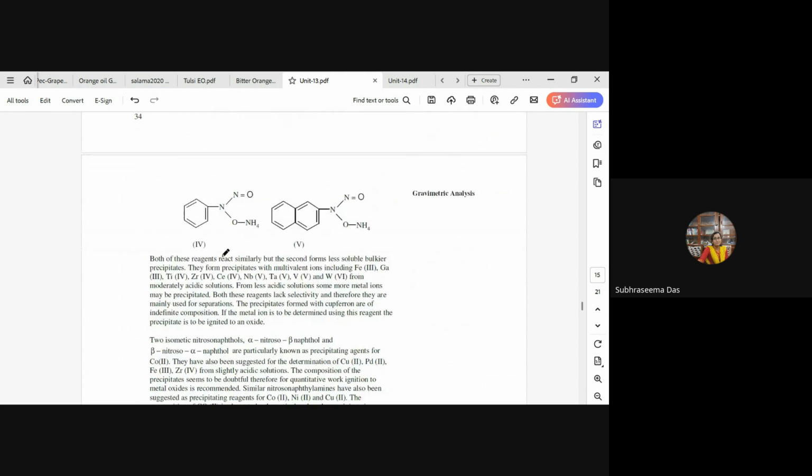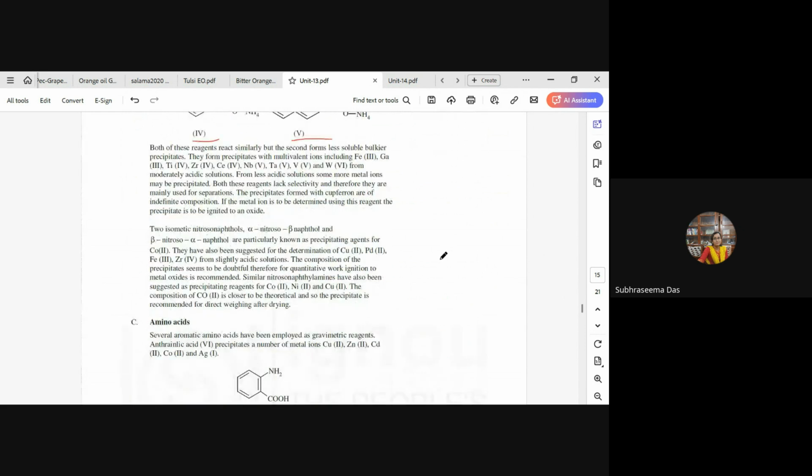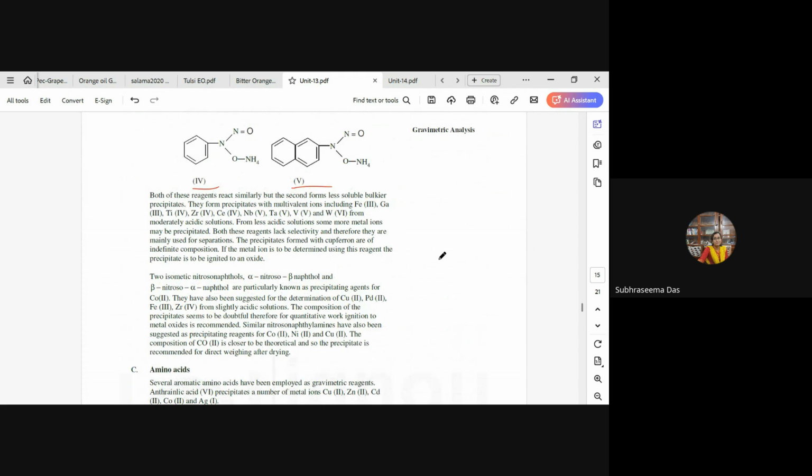So here the reagents have been shown in figures 4 and 5. Both of these reagents react similarly, but the second one forms less soluble, bulkier precipitates. They form precipitates with multivalent ions such as iron, gallium, titanium, zirconium, cerium, niobium, tantalum, vanadium, and tungsten from moderately acidic solutions. From less acidic solutions, some more metal ions may be precipitated.